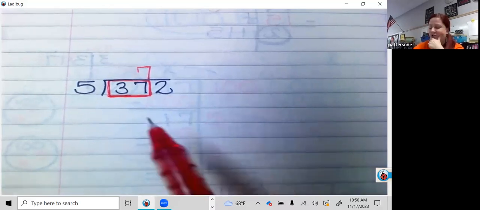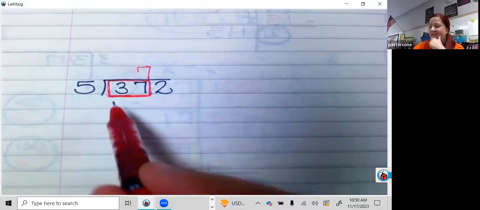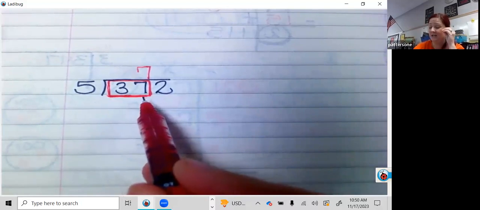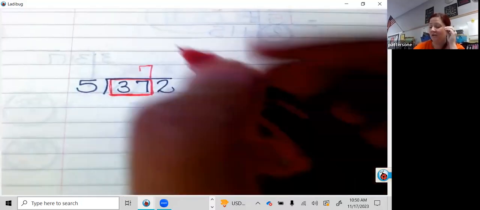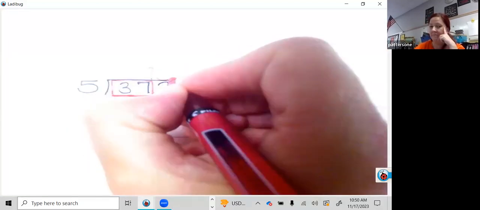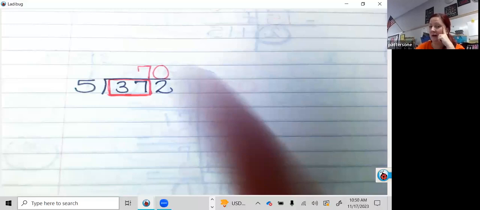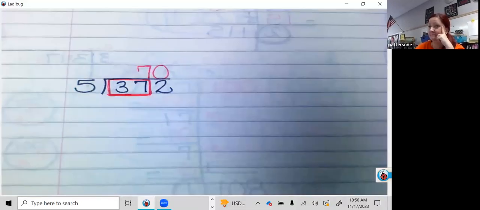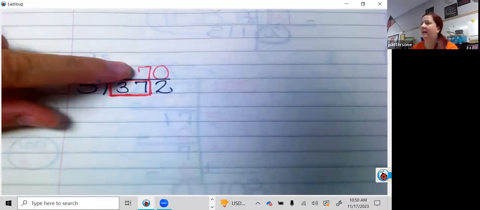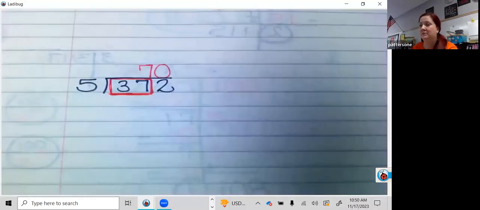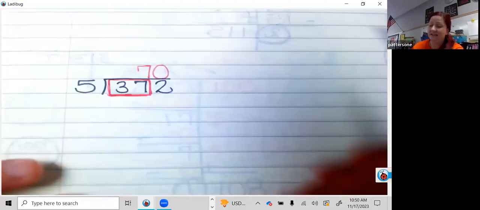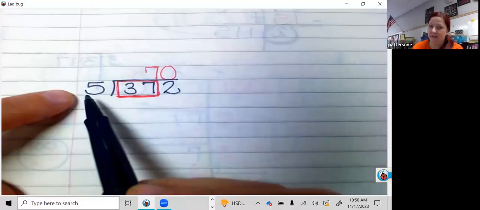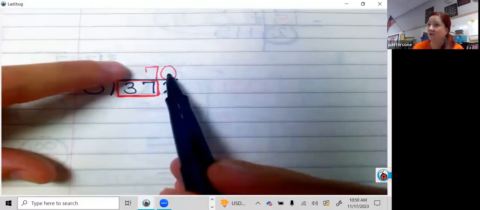But if I look at this, is it just 37? No, it's 37 tens. So I'm really taking out 70. I'm going to put that 0 in to hold my place. Good so far. Now I'm going to go back to my pencil. See, 70 isn't a friendly number, but I use multiplication facts. I'm going to give 70 to each of my 5 kids. Remember the answers on the top.